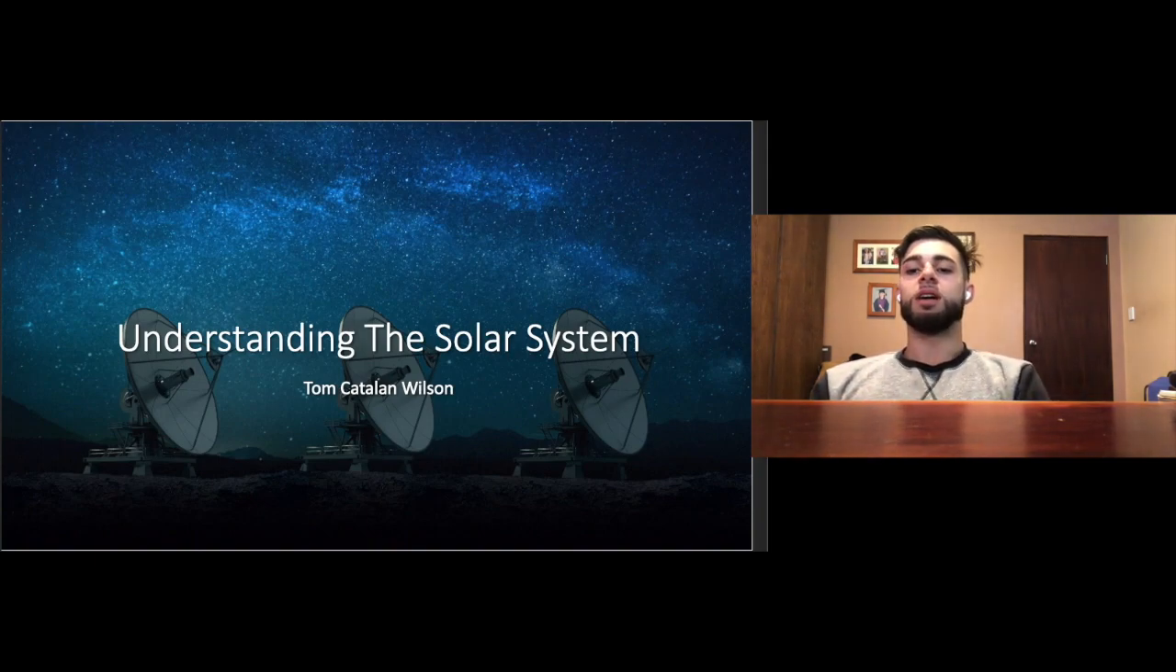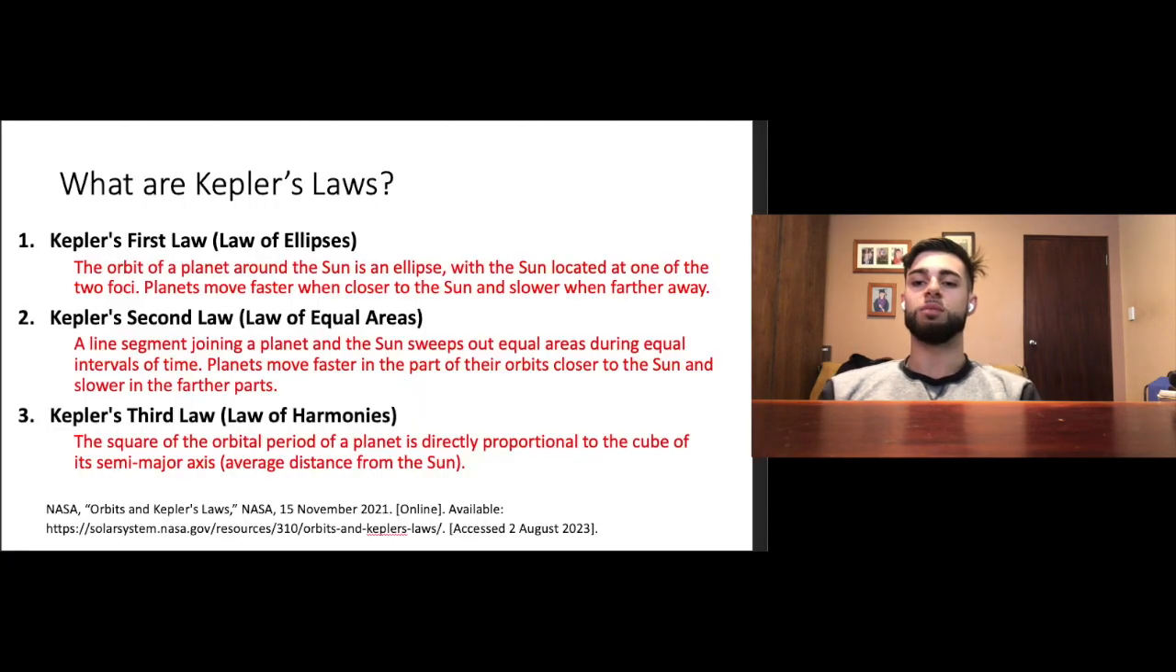Understanding the solar system. Let's first begin with discussing what are Kepler's laws. Kepler's laws of planetary motion are three fundamental principles that describe the motion of planets around the Sun. They were formulated by the German astronomer Johannes Kepler in the early 17th century based on observations made by Tycho Brahe. These laws played a crucial role in revolutionizing our understanding of the solar system and laid the groundwork for Isaac Newton's law of universal gravitation.